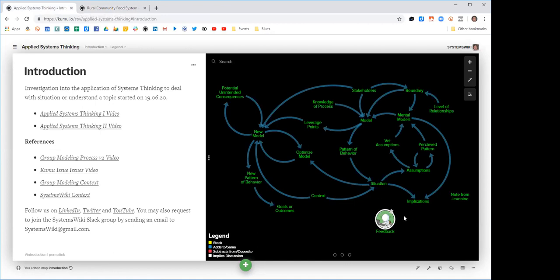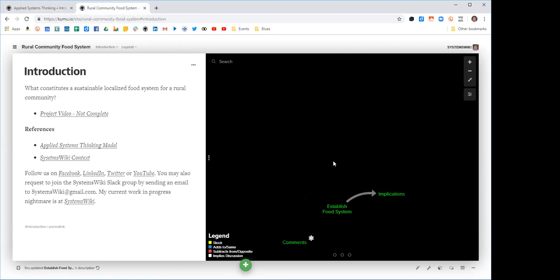And after we did that for two sessions, the comment was, maybe this would make more sense if we actually tried to look at a particular situation as opposed to all of this generalized navel gazing and see if we might develop a deeper understanding about something. So Harry proposed the question of what constitutes a sustainable localized food system for a rural community. Would you like to elaborate on that question a bit as we start, Harry?